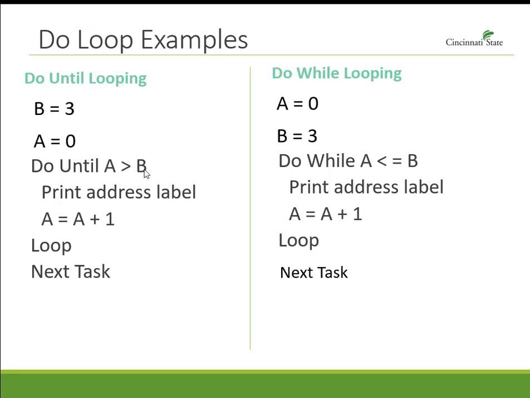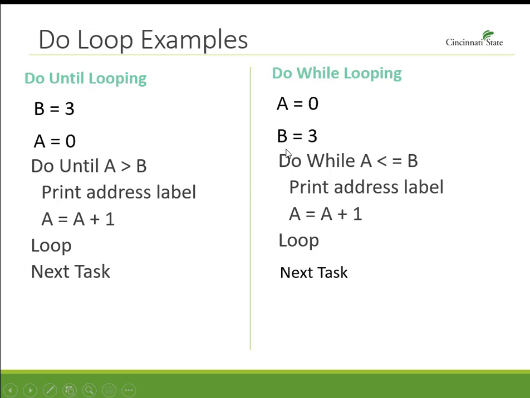Do until A is greater than B. Right now, A is 2, B is 3. Print the address label and increment A by 1. Now we have 3. Do until A is 3, B is 3. We will print the address label, increment A by 1, come up here. Now A is greater than B, A is 4. We drop out of the loop and go here to the next task.